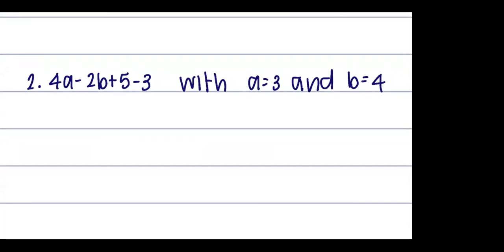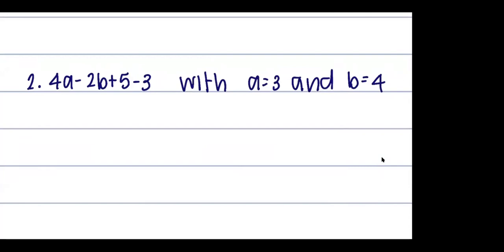Okay, number 2, does anyone want to try that one? Can I? Eric, you go ahead. Oh, actually, William, you can go ahead. Okay, so if a is equal to 3, then the first term is 12 minus 8 plus 5 minus 3.